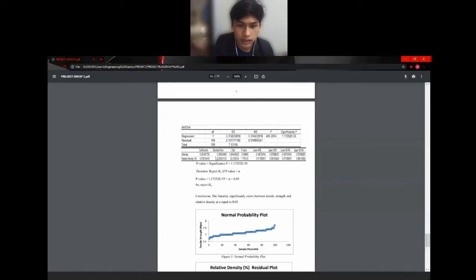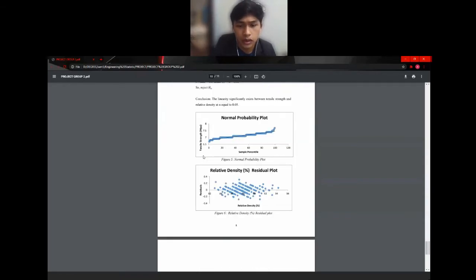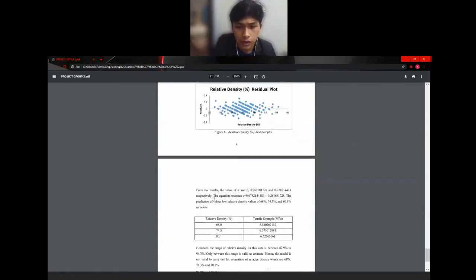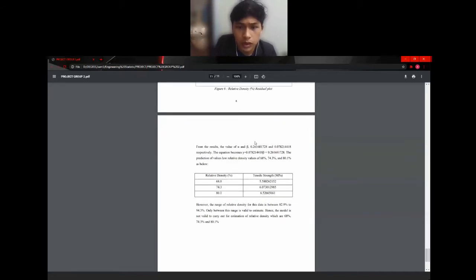Okay, from this table, we can get the coefficient values of alpha and beta. Alpha is equal to this value and beta is this value. From these two values, we can get the fitted simple linear regression equation. So the equation becomes like this.